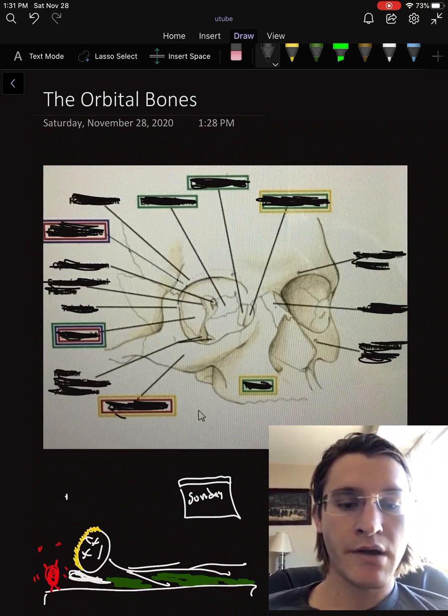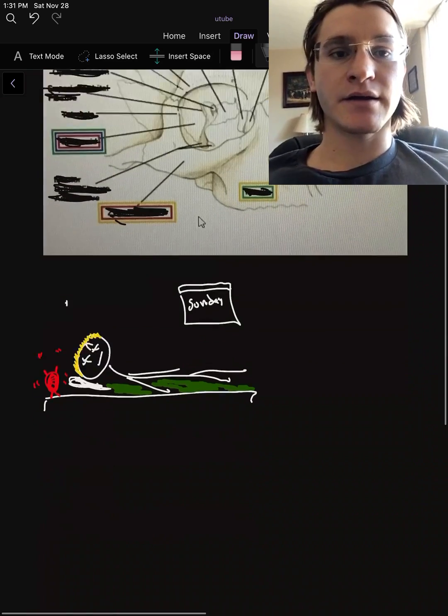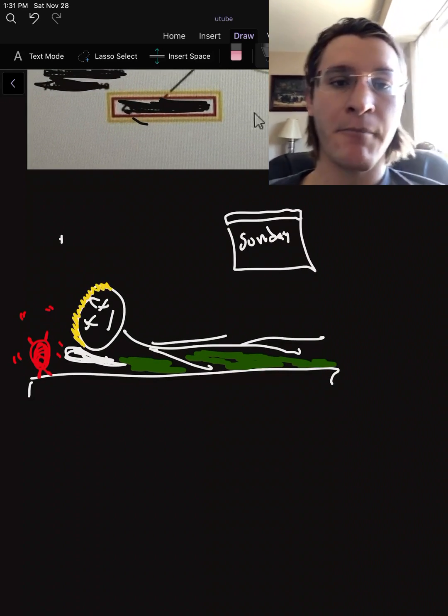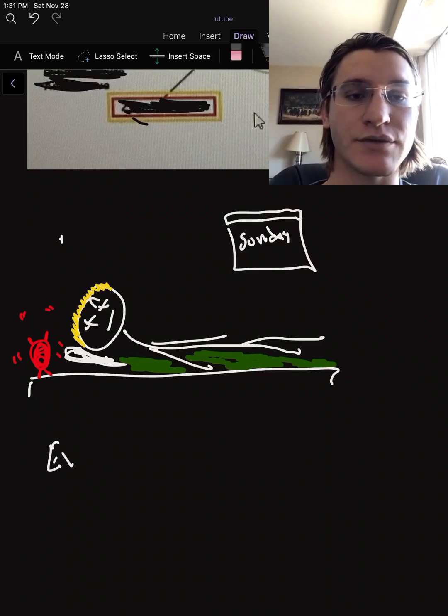This is a pretty easy one. I have a little mnemonic for you guys, and there's 7 bones total. So we have our guy sleeping here. It's a Sunday, and so this is going to have to do with our mnemonics.